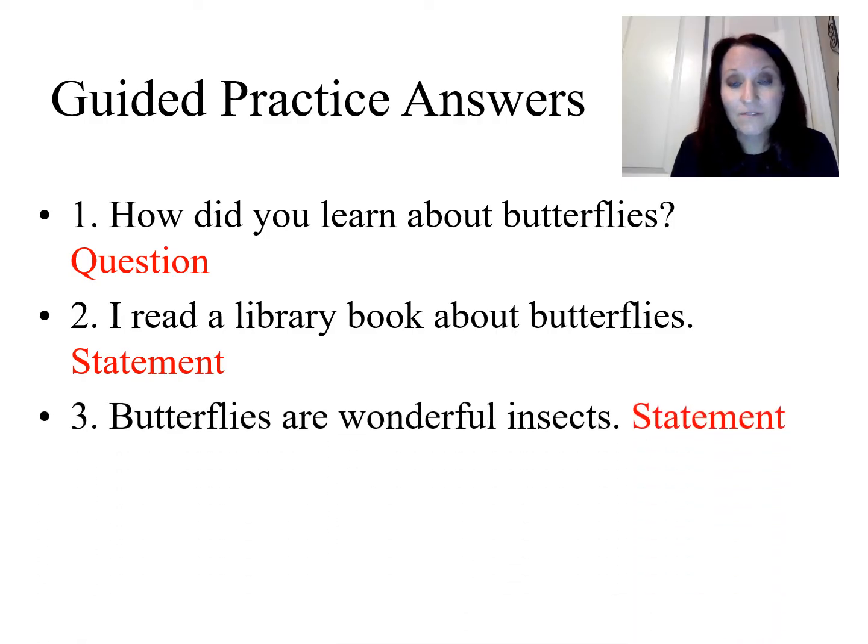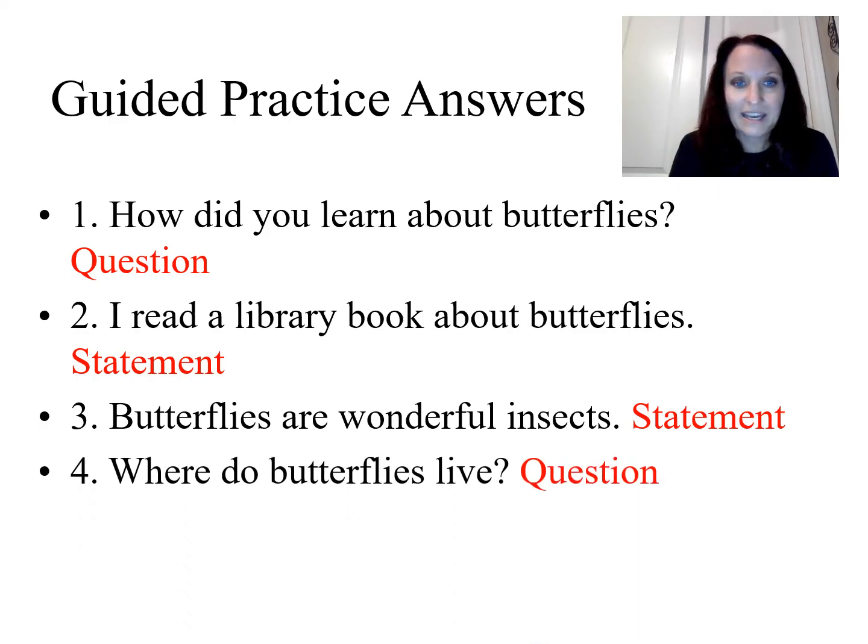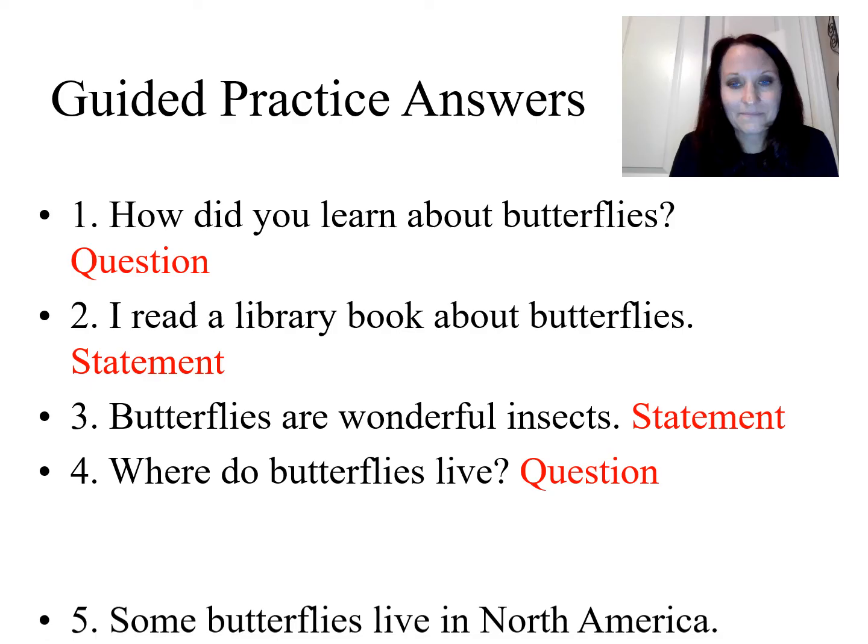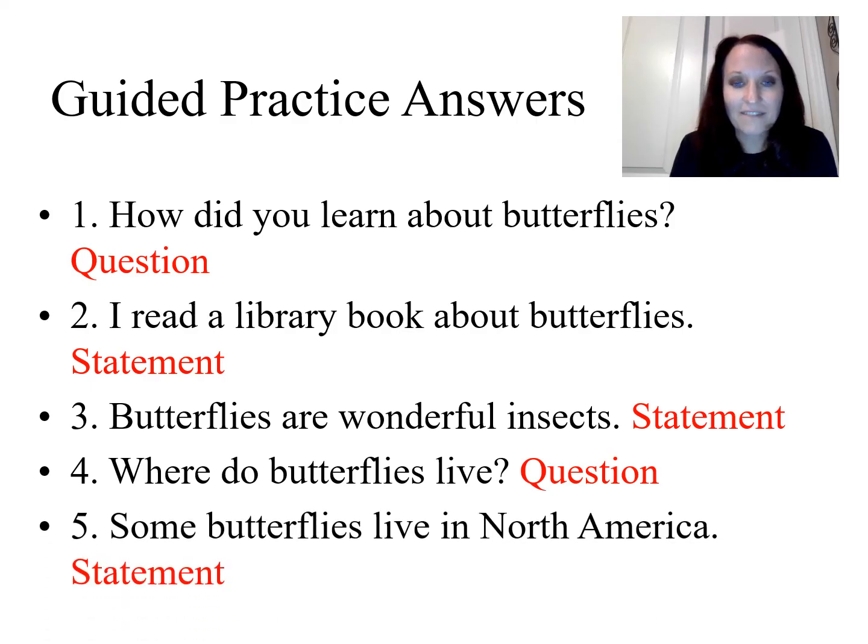Number 3, butterflies are wonderful insects. That is also a statement. Again, it does not start with a question word, it is not asking us anything, and it has a period at the end. Number 4, where do butterflies live? It is a question. It starts with the question word where. It's asking us where butterflies live, and it has a question mark at the end. And the last one, number 5, some butterflies live in North America. This one is also a statement. It starts with a word that is not a question word, and it ends with a period.